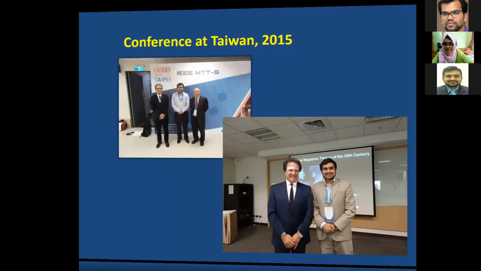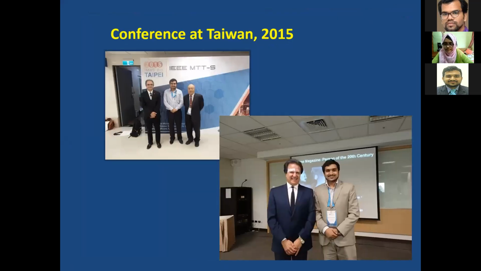These are some of the gurus I met. Mr. Chang in the first photo, he is from Taiwan. He is like the guru. Definitely you know Prof. Rahmat-Samii. He is the giant of this field of electromagnetics, antennas and propagation. I was very fortunate and blessed to meet him at one of the conferences. He was a very cheerful person, very humble.